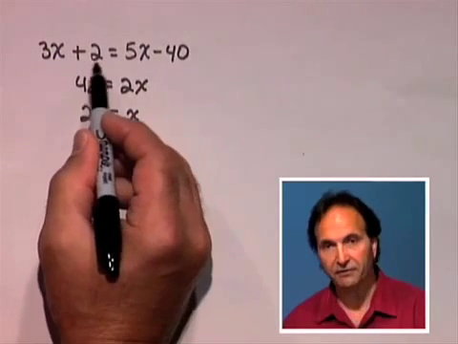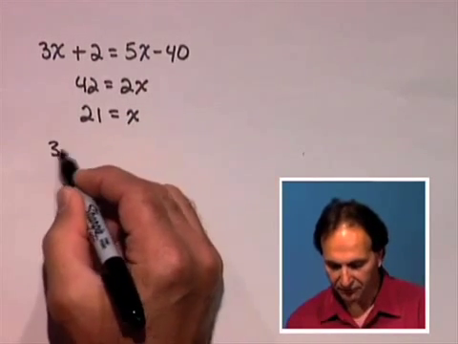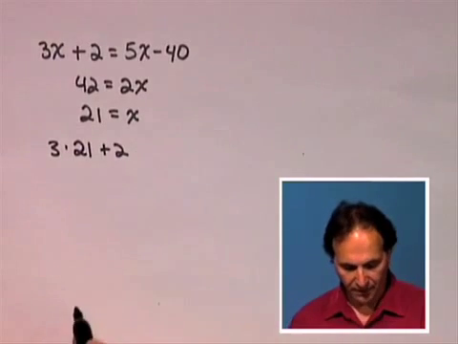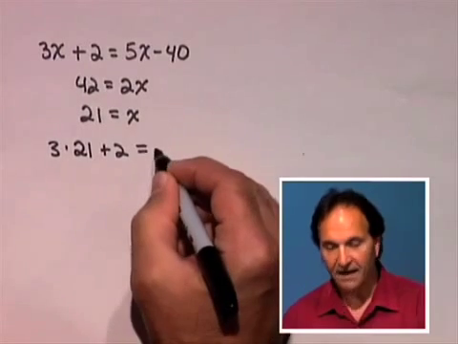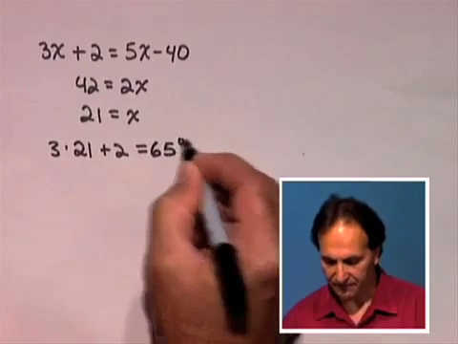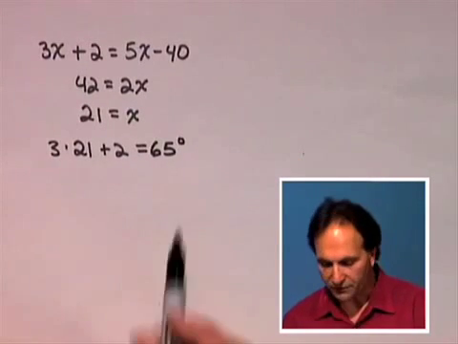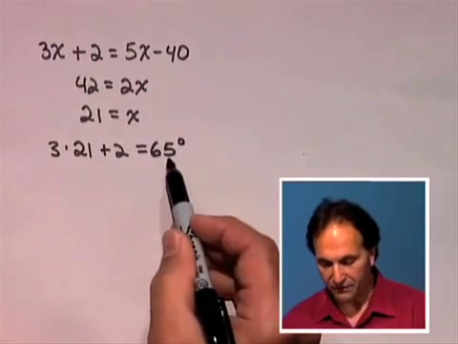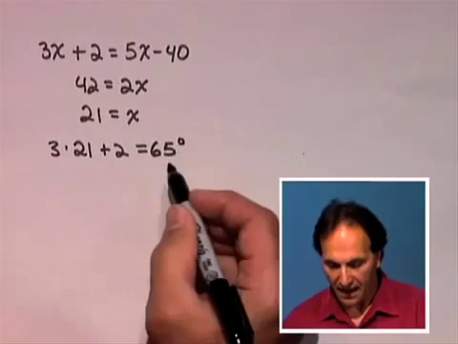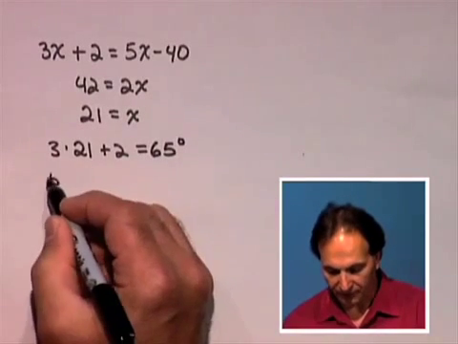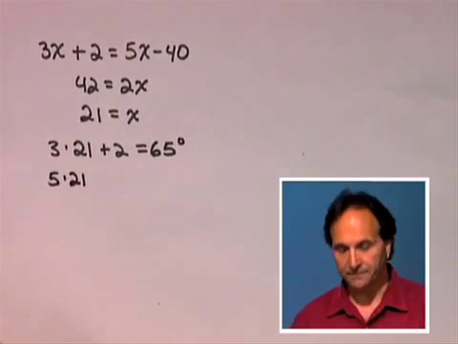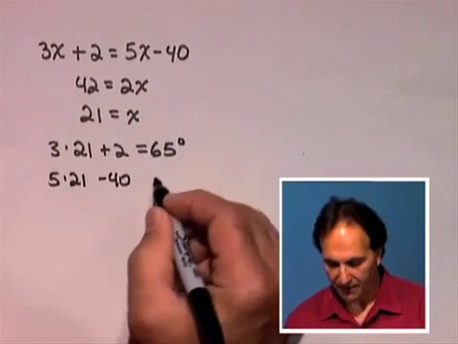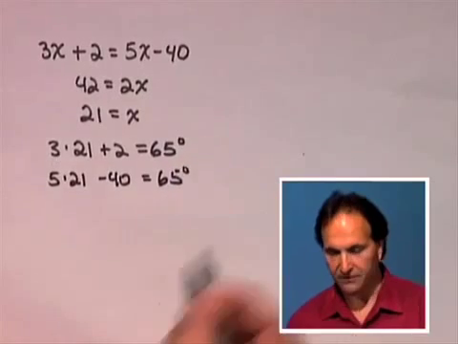So this angle, 3x plus 2, would be 3 times 21 plus 2. And when we simplify that, that is equal to 65 degrees. Now, of course, if we were to substitute the 21 in here, we better come up with 65 degrees. And, in fact, we will. 5 times 21 minus the 40. So that would be 105 minus 40 is 65 degrees.